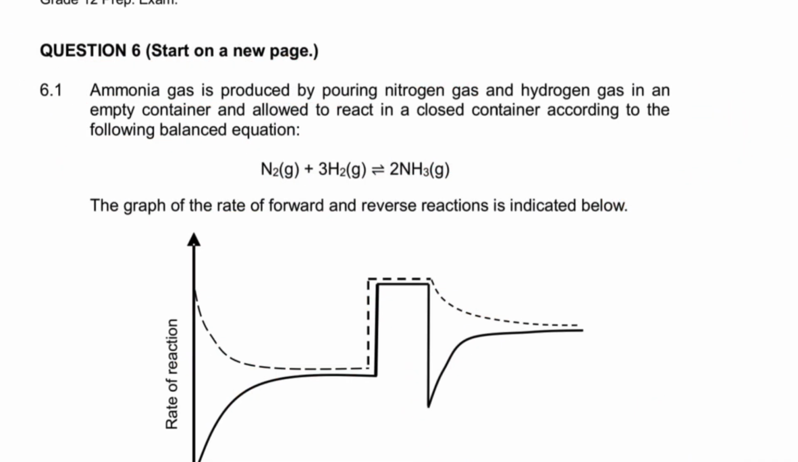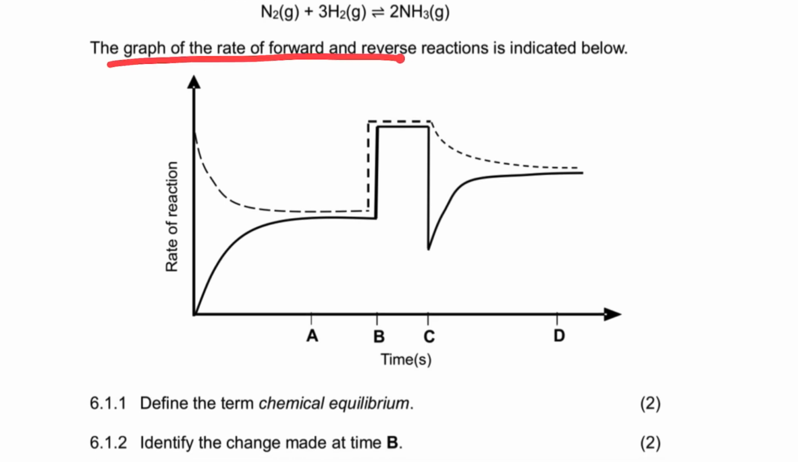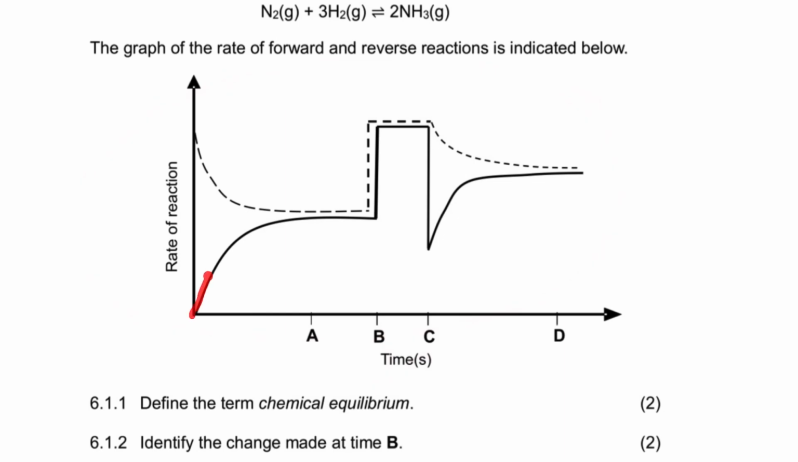Cheers. Chemical equilibrium, question 6. Let's look at it. It says ammonia gas is produced by pouring nitrogen gas and hydrogen gas in an empty container and allowed to react in a closed container according to the following balanced equation. Sorry, this is nitrogen gas and hydrogen producing the ammonia, right? We are given here the graph of rate of forward and reverse reactions. So this is the graph of rate versus time, right? This is the rate of reverse and the rate of forward, right?